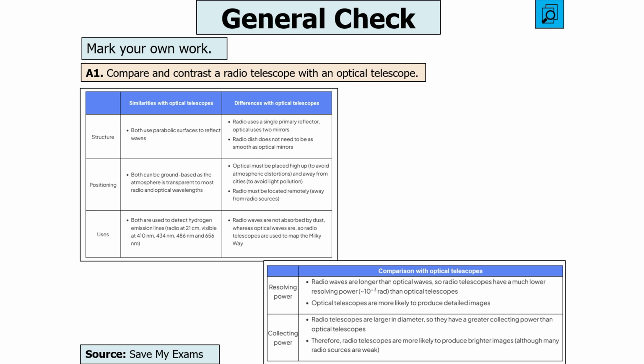Now, in terms of resolving power, radio waves are longer than optical waves, so radio telescopes have a much lower resolving power than optical telescopes, and optical telescopes are more likely to produce detailed images.